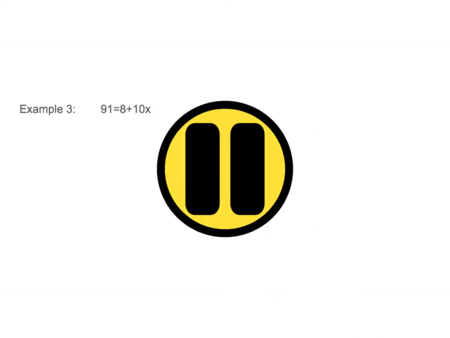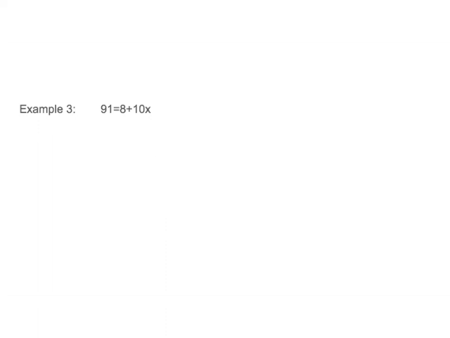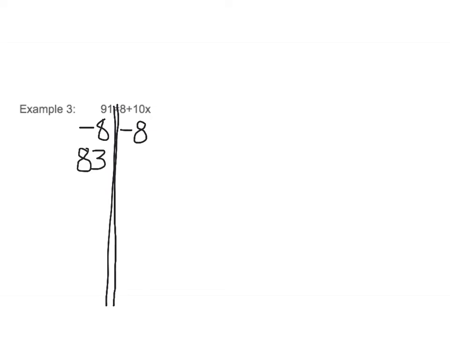Okay, last example. Same thing. Solving algebraically, not in your head, algebraically. All right, let's solve it. Start by drawing that balance point down, and then we'll start by taking away 8 on both sides. So that'll give us 83 equals 10x.